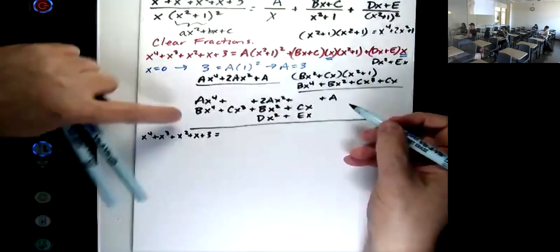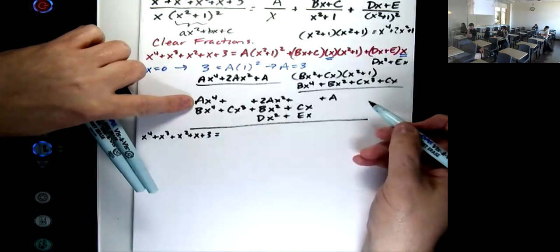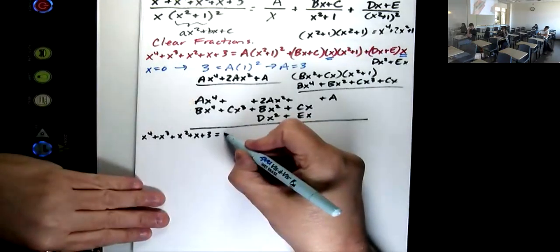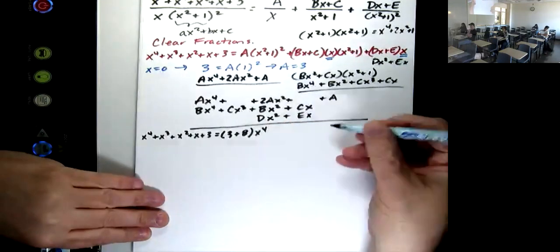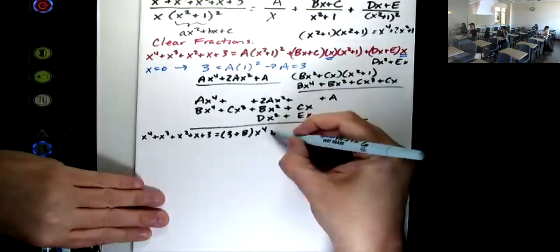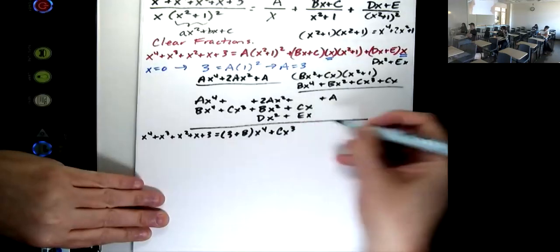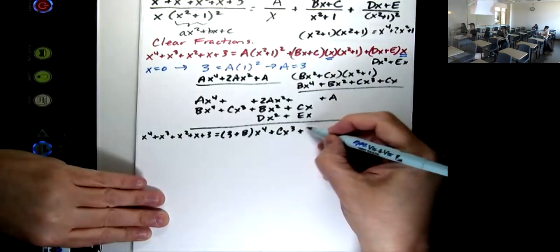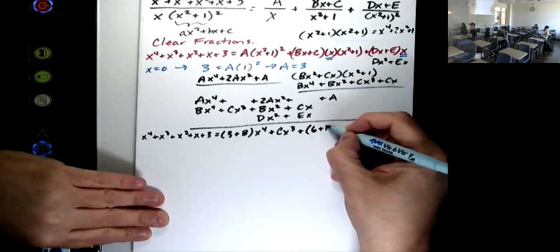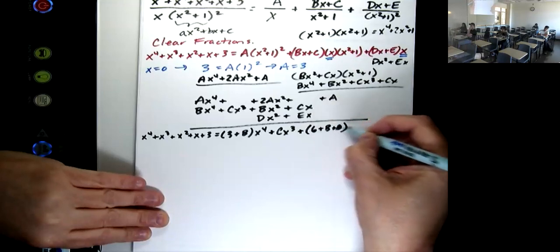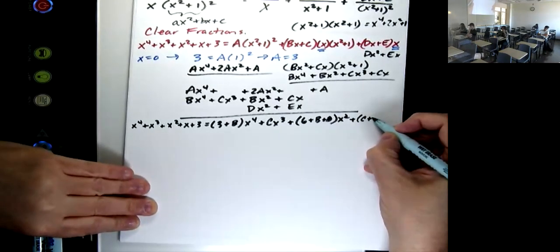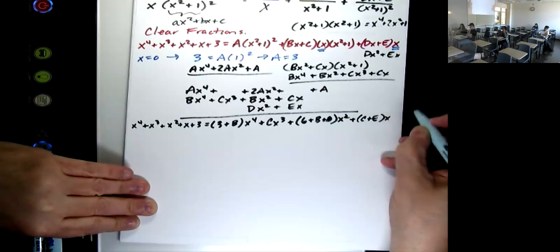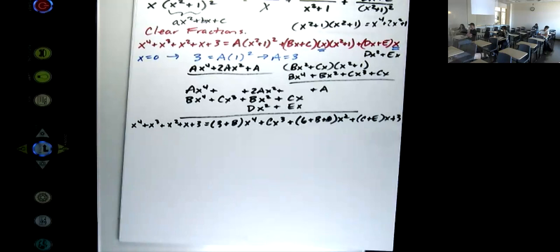And I know A is 3, so I'm going to plug in A equals 3. 3 plus B times x to the 4th plus Cx cubed plus 6 plus B plus D x squared plus C plus E x. And we already knew the A was 3. This actually isn't too bad.